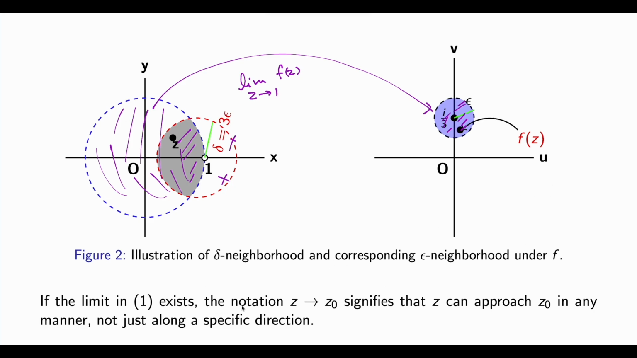If the limit exists, then the notation z tends to z naught signifies that z can approach z naught in any manner, not just along a specific direction. You can reach this point in this neighborhood by any path, right? Or you can move by any straight line over the x-axis, or any path you are going to move towards z. You can move toward this by any path, any parabolic path or any straight line or any direction. That is what this means, right?